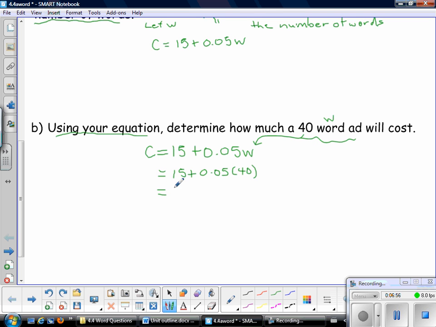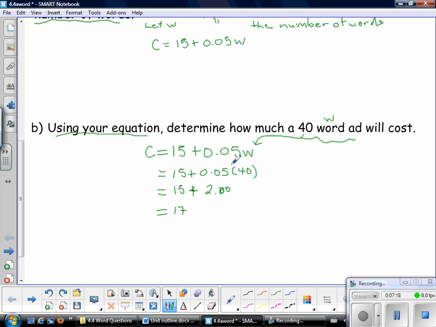which is 15 plus, and if you cannot do the 0.05 times 40, then you're going to take out your calculator. But I believe it equals another $2. You don't have to put the zeros there. So a grand total of 17.